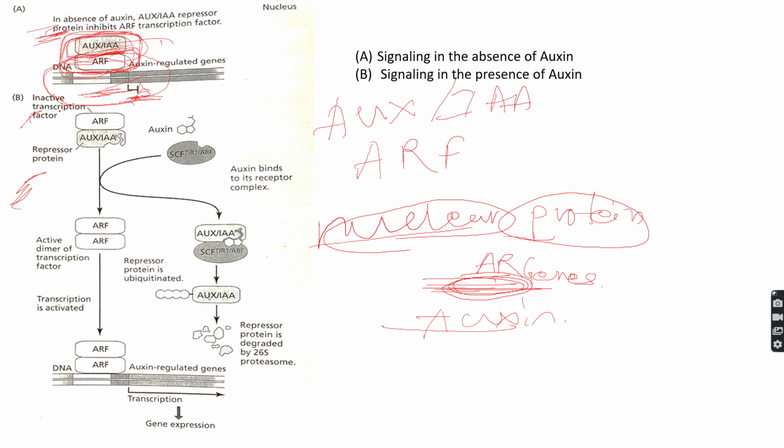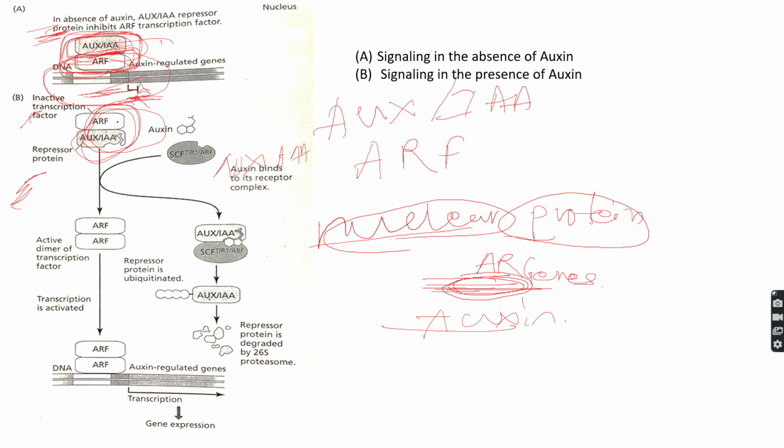Now, when auxin is present, AUX/IAA protein, which is a repressor, will undergo a degradation process. Let us understand this segment. So, AUX/IAA and ARF are usually present in the cell in dimer form, in this form.